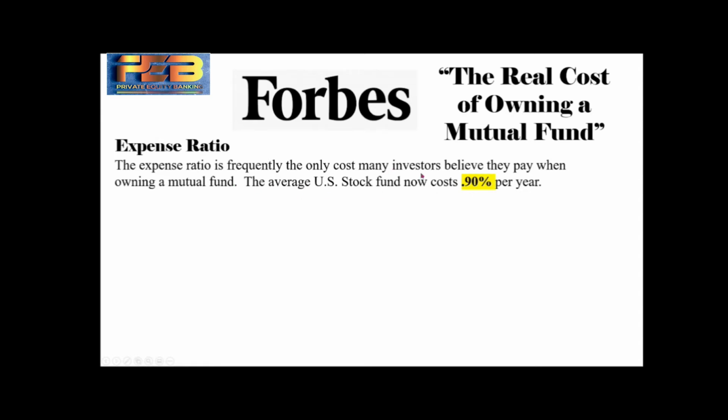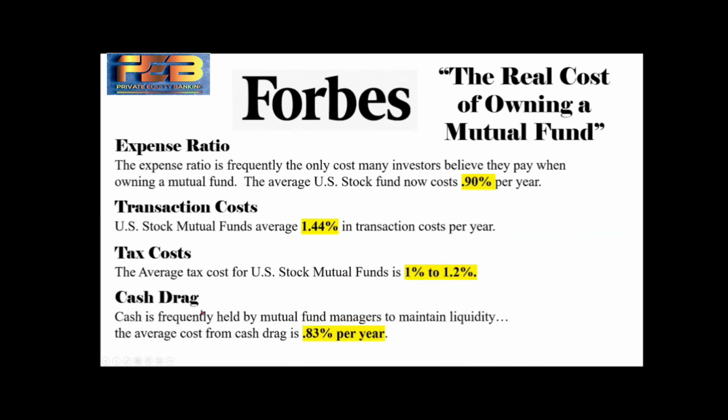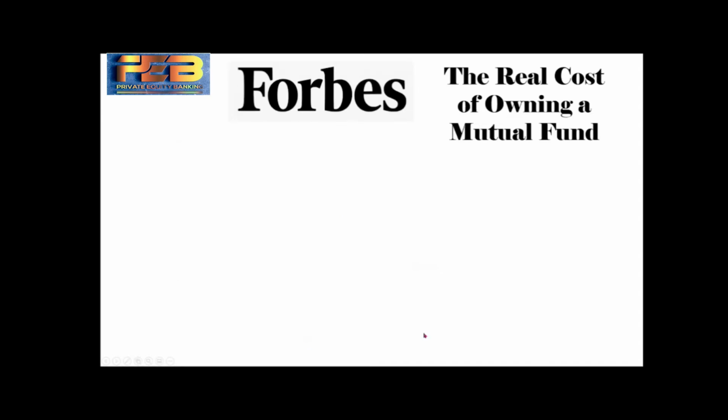Interestingly, this is the part that you see on a prospectus. This is the part that most investors think they're paying, and they don't understand that there are other costs besides this 0.9%, like transaction costs, which come out to about 1.44%. Tax costs, 1 to 1.2%. Cash drag. This is where your mutual fund manager has to keep some liquidity, some cash back just in case, right? And that's coming out to about a 0.83 drag on your total profits each year.